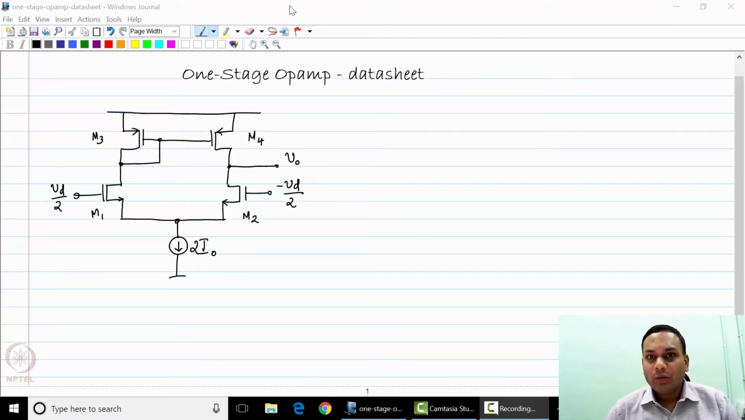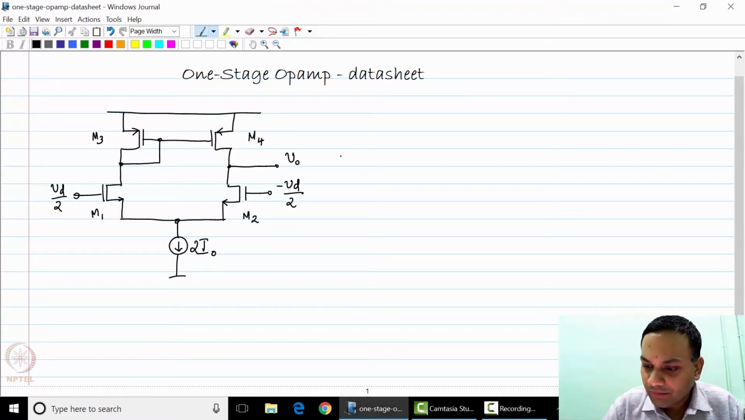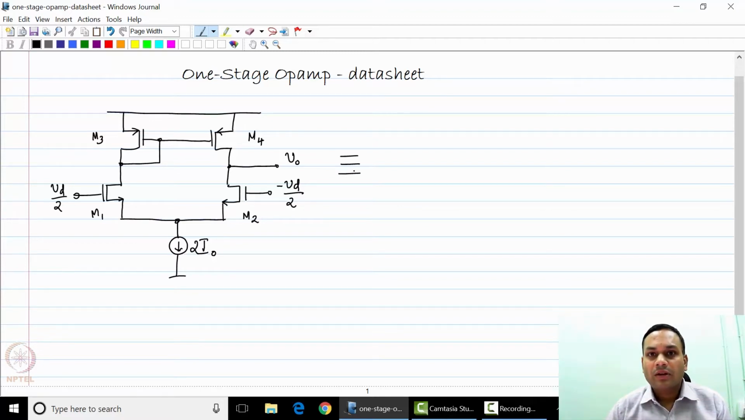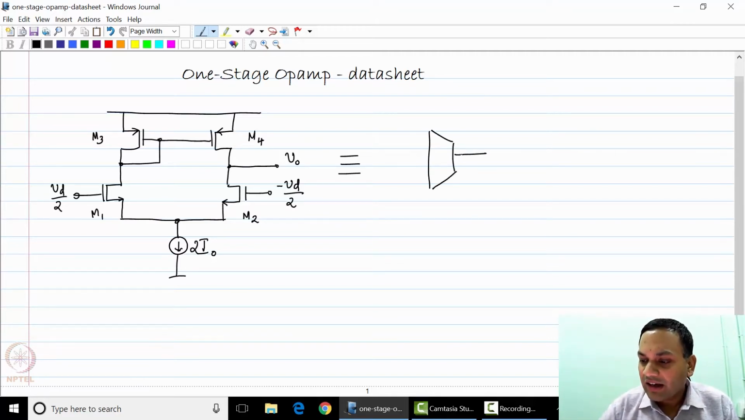In this lecture, we are going to summarize the one-stage op-amp and finally build its data sheet with all the parameters that we have calculated for it so far. So, if you were to take the one-stage op-amp shown here and you had to represent it by a block diagram, it turns out it is best represented by a block called an operational transconductance amplifier, or an OTA.